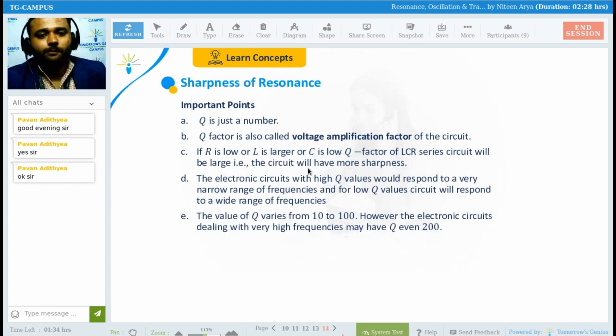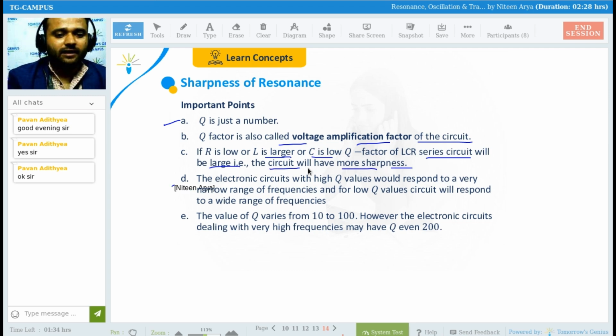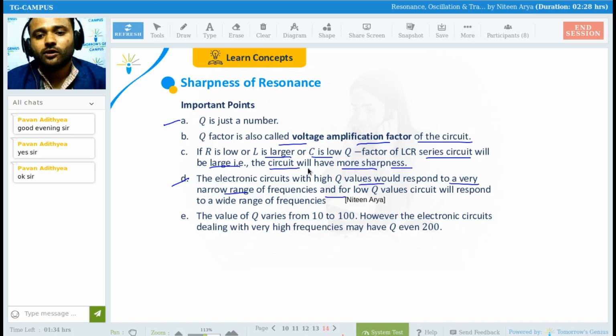So the importance of this: sharpness. Q is just a number, obviously. Quality factor is also called the voltage amplification factor for the circuit. If R is low or L is large or C is low, the Q factor of the LCR circuit will be large. That is, the circuit will have more sharpness. An electronic circuit with high Q values would respond to a very narrow range of frequency. For low Q values, the circuit will respond to a wide range of frequency.